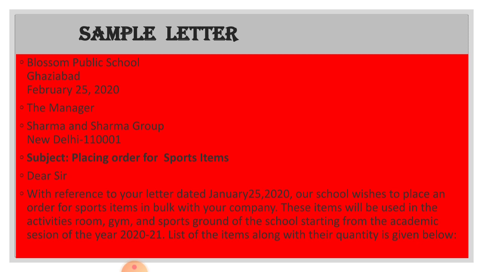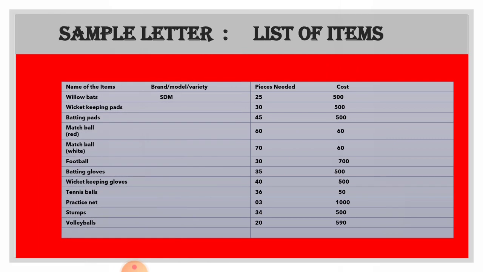List of the items along with their quantity is given below. So this is the following list, or the following sports items are enlisted below, and then we come to the list that we are going to order. Now in the list you can write the name of the items. First the serial number 1, 2, 3, 4 is to be written. Name of the items is required. Here it is: willow bats, wicket keeping pads, batting pads, match ball, match ball white, football, etc.